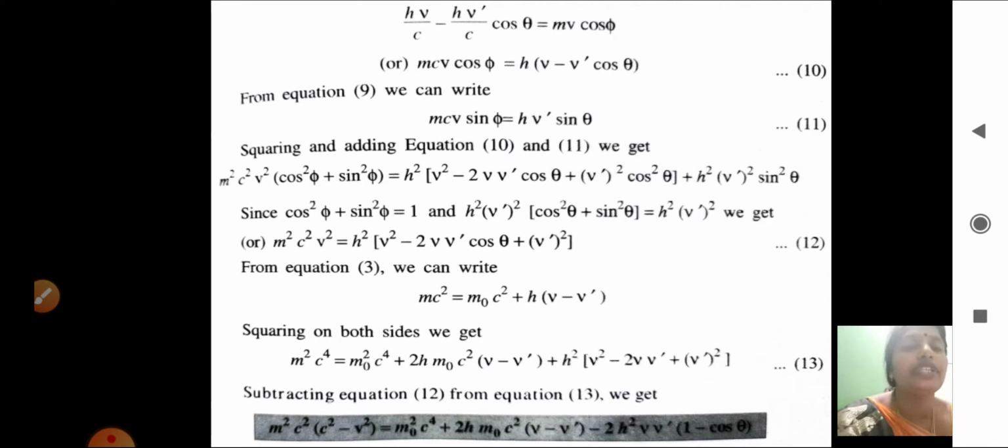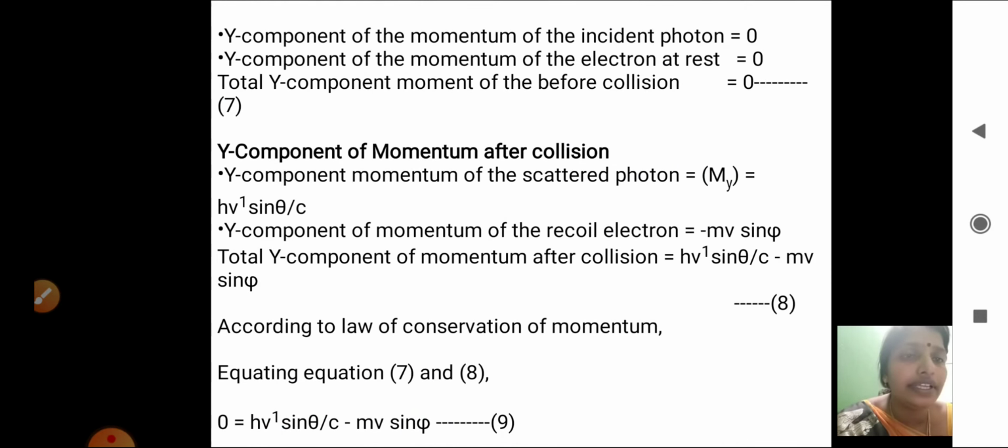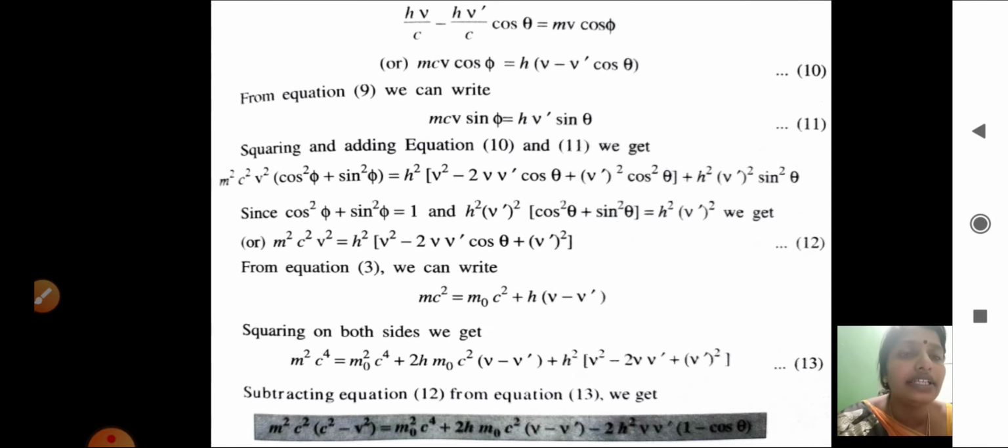Simplify this equation number 6. Next, take equation number 9 and multiply it by c. Simplifying, the c cancels, giving h nu dash sin theta equals mcv sin phi.